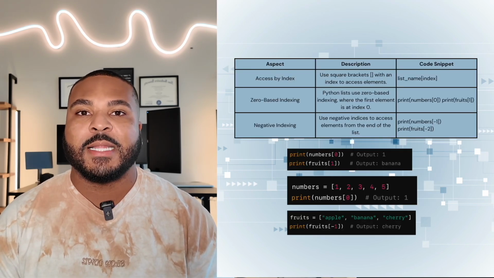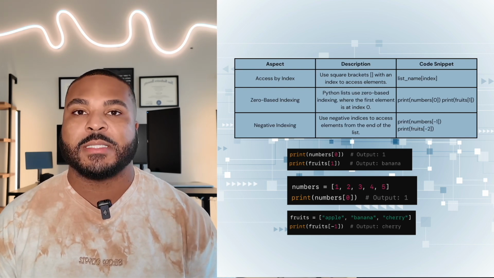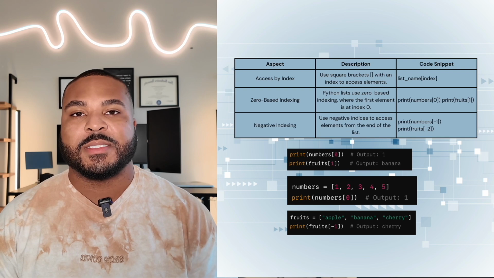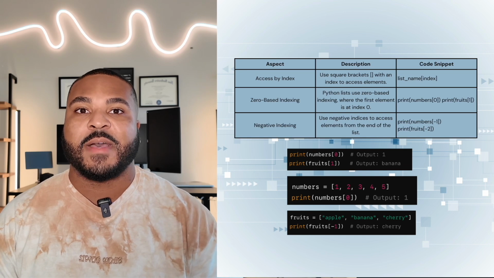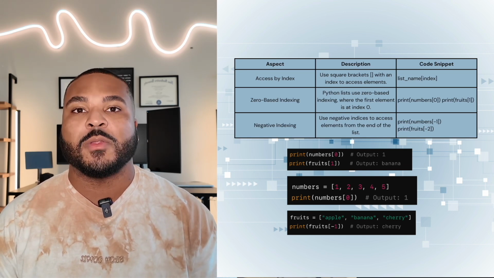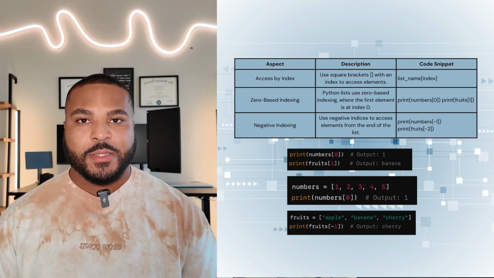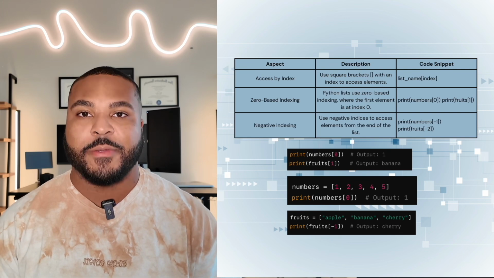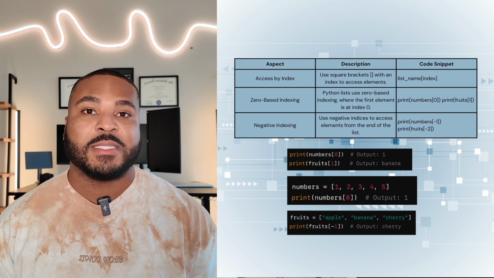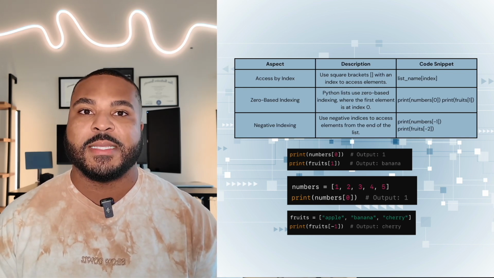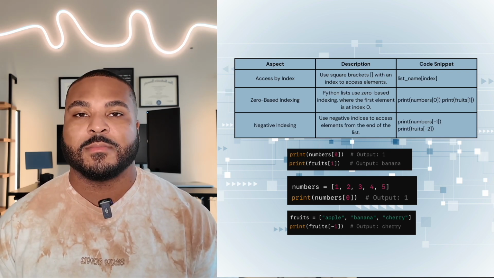So indexing allows us to retrieve specific elements from a list based on their position. So let's break down how indexing works. To access an element in a list, we use square brackets with the index of the element inside. And the index specifies the position of the element in the list. So in the first code snippet, we see the 0th index of the numbers list being printed. You may know this, you may not, but Python lists use zero-based indexing, meaning the first element is at index 0. The second element is at index 1, and so on. So for example, the list numbers equals 1, 2, 3, 4, 5. The element at index 0 is 1.